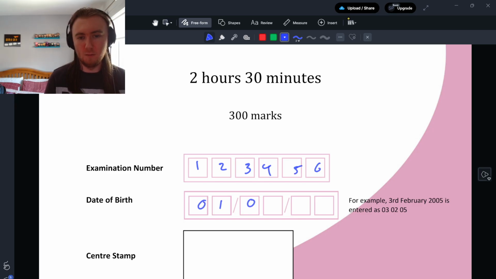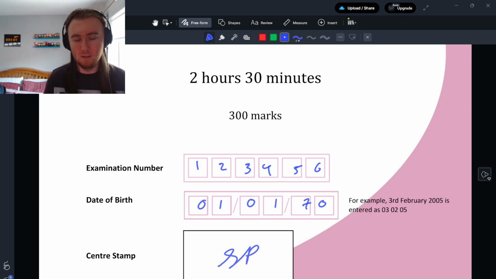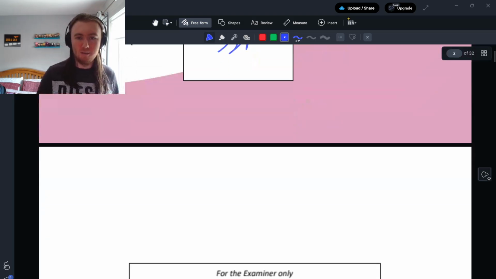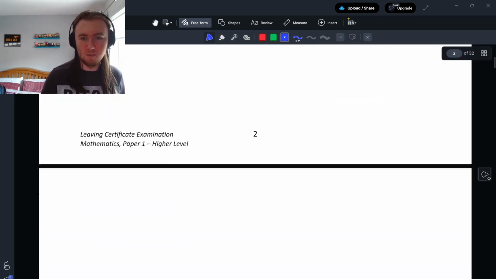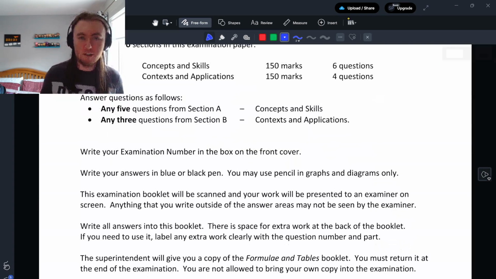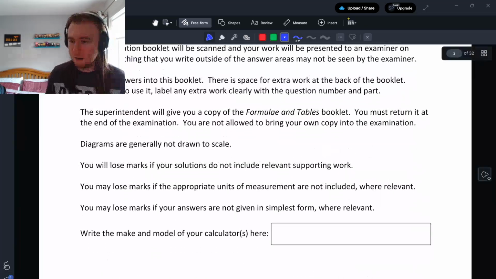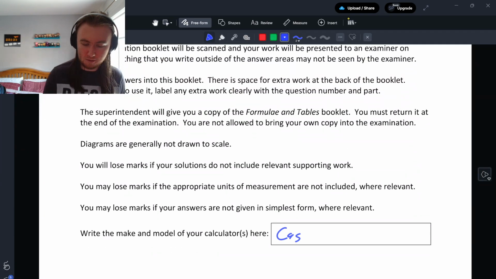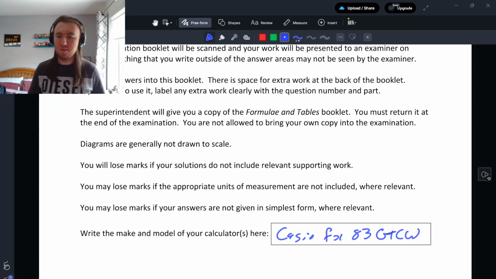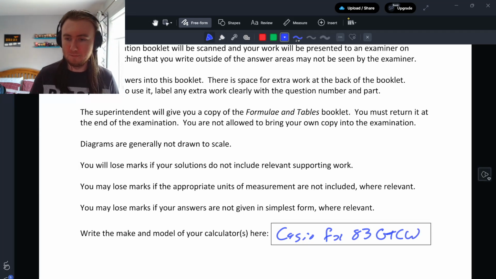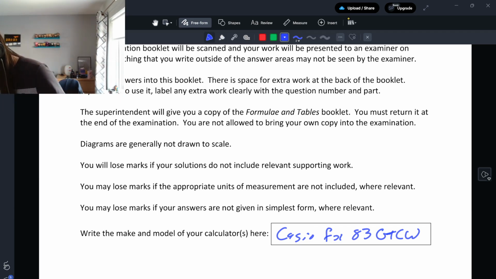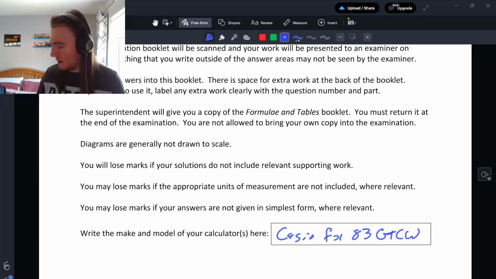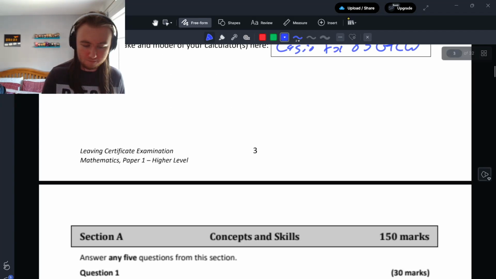So, of course, I was born January the 1st, 1970, and centre stamp, I'll just put my initials. That's just for the marks, standard issue thing, concept skills and context applications. Calculator, by the way, is a Casio FX83 GTCW, which is on the list of approved calculators. So, time now is 10:46, and I'm starting the timer now.